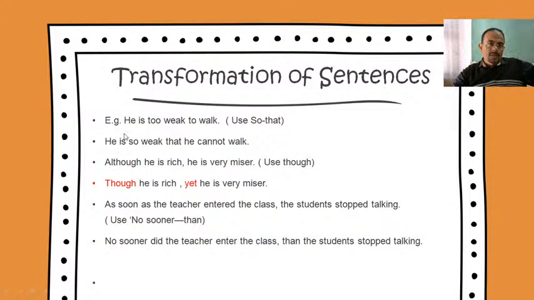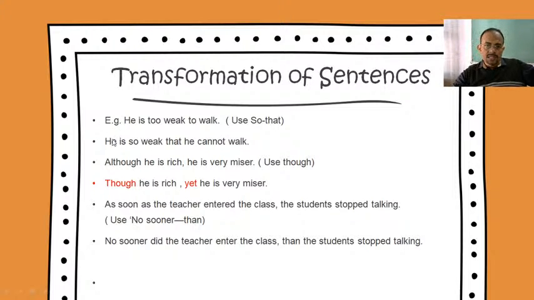For example, he is too weak to walk. How to change this sentence using so that: he is so weak that he cannot walk. You can also be given the vice versa, like he is so weak that he cannot walk, so you have to write he is too weak to walk. And if it is he was so weak that he could not walk, you have to write he was too weak to walk. Understood? In either way, the sentence can be given.